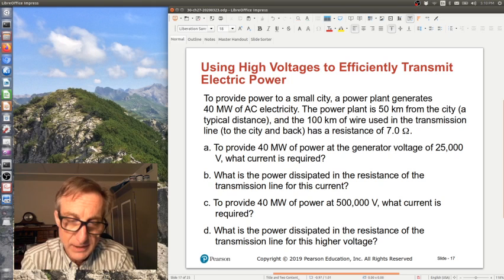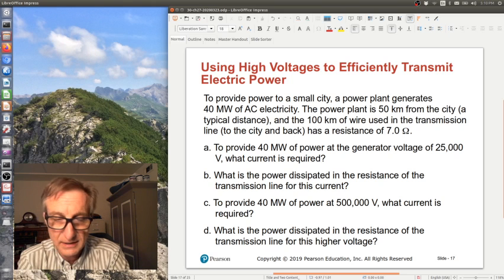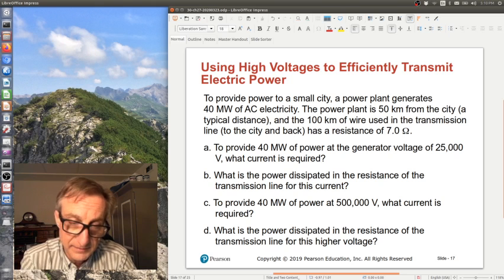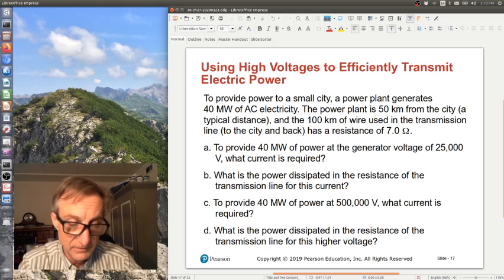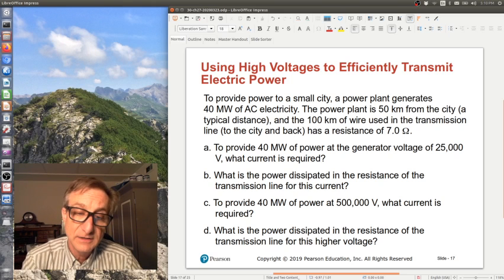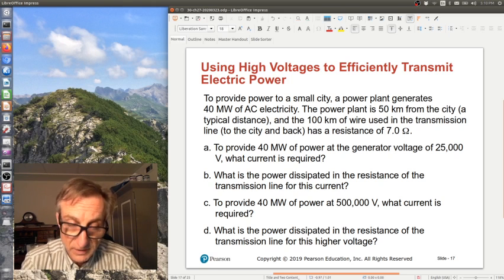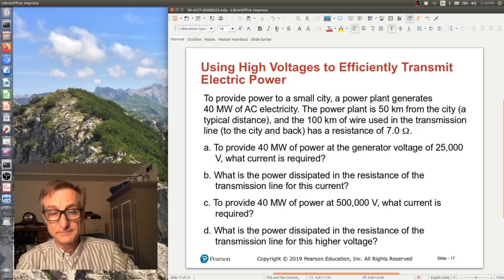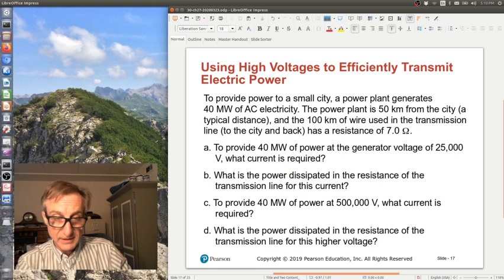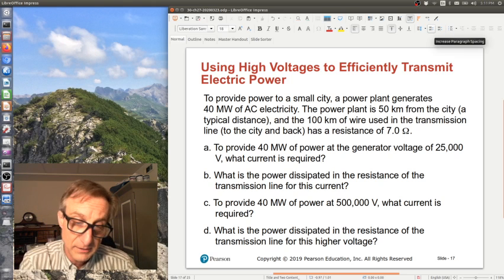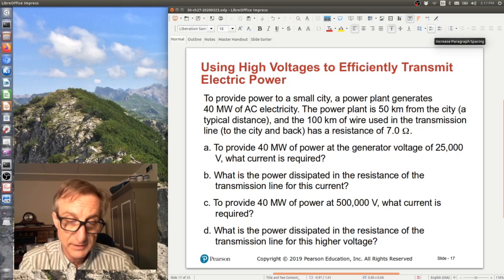So the entire line that goes from the power plant to the city and back again has a total resistance of 7 ohms, which is really quite small considering how long that piece of wire is, but these are very thick wires that are used. Here are basically the questions. A: To provide 40 megawatts of power at the generator voltage of 25,000 volts, what current is required? If we were to provide 40 megawatts of power at 25,000 volts across the countryside, what is the current required? And then B, what is the power dissipated in the resistance of the transmission line for this current?